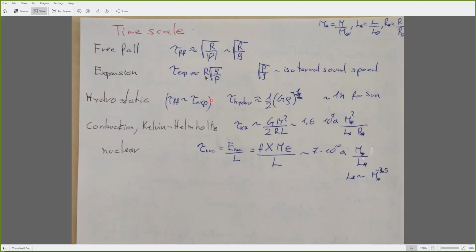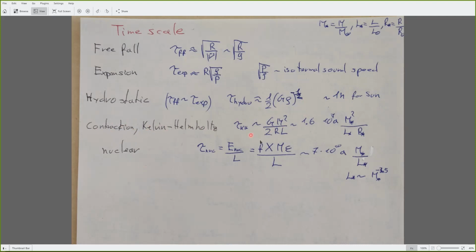Hydrostatic time is when the two are more or less similar, so they compensate the time variation. For the sun it is more or less 1 hour. Then we have another two interesting timescales for the evolution of the star, the contraction, as we mentioned, Helmholtz.